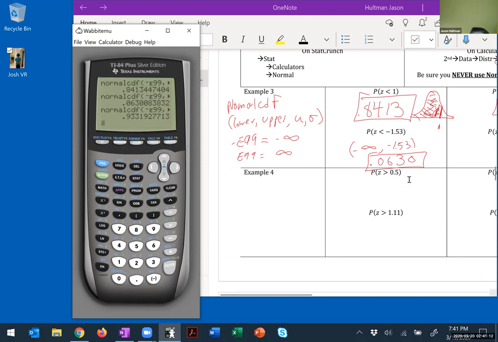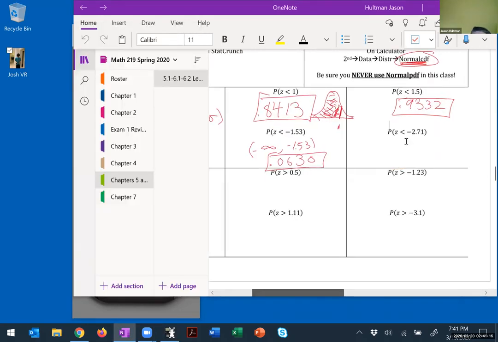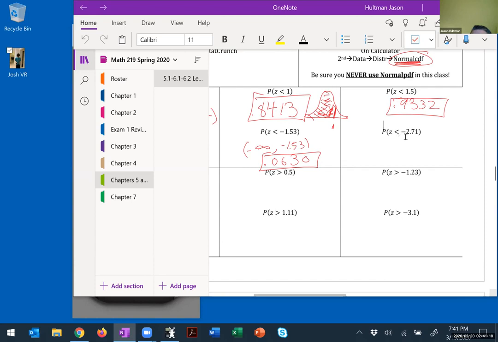Okay, so try the next one on your own here. I'll give you a couple minutes. Try z is less than negative 2.71. See what you come out with. Okay. And then you could type that number in the chat box if you want.